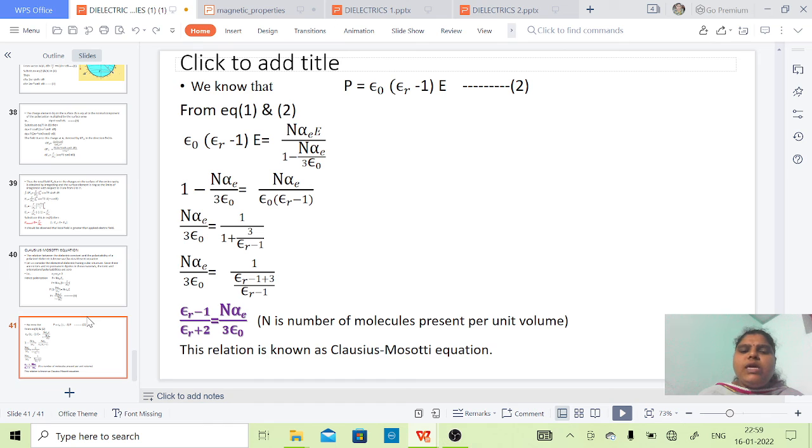We know the polarization in terms of the permittivity of free space and the permittivity of the specified medium, or relative permittivity. Comparing the equation with this and solving, we finally get epsilon r minus 1 by epsilon r plus 2 equals n alpha by 3 epsilon naught, where n is the number of molecules present per unit volume. This relation is known as the Clausius-Mossotti equation.